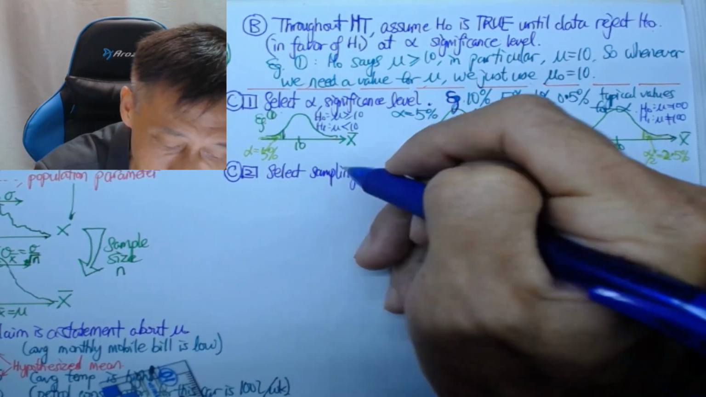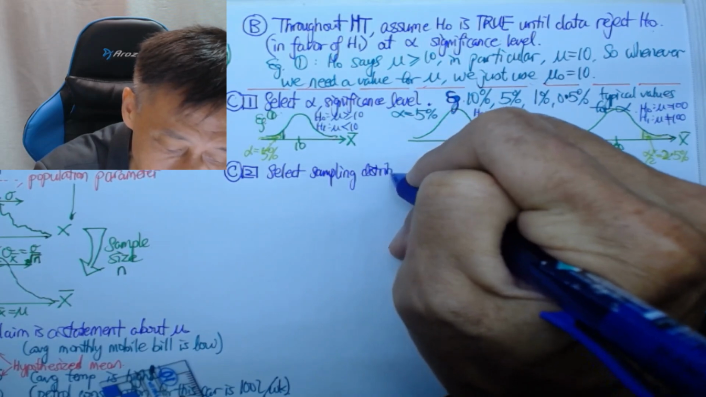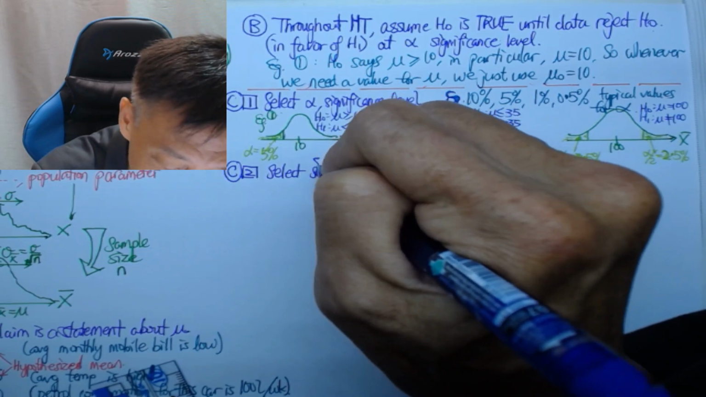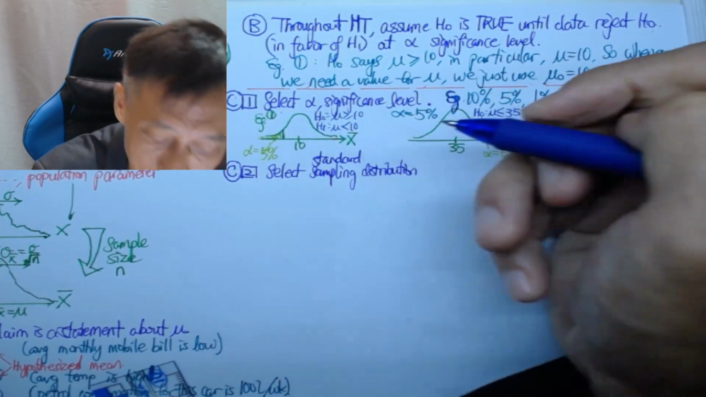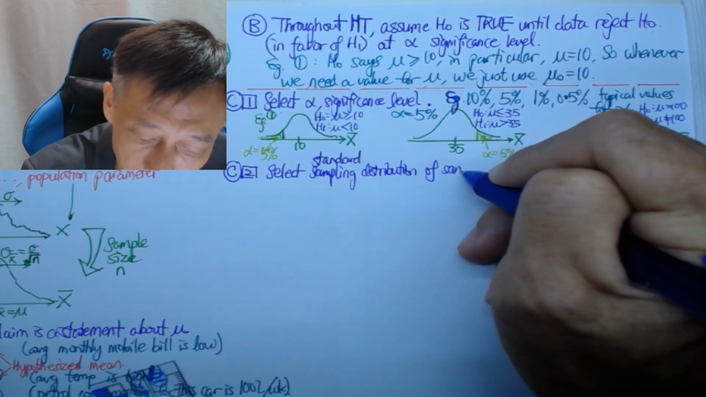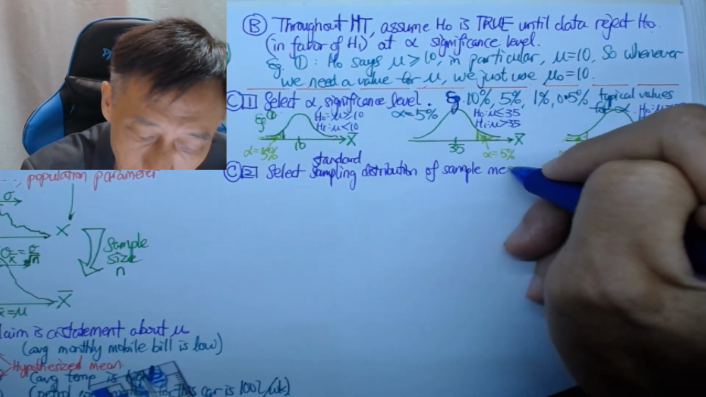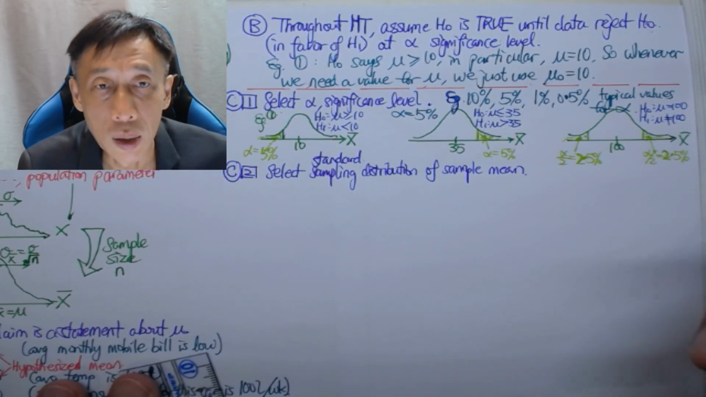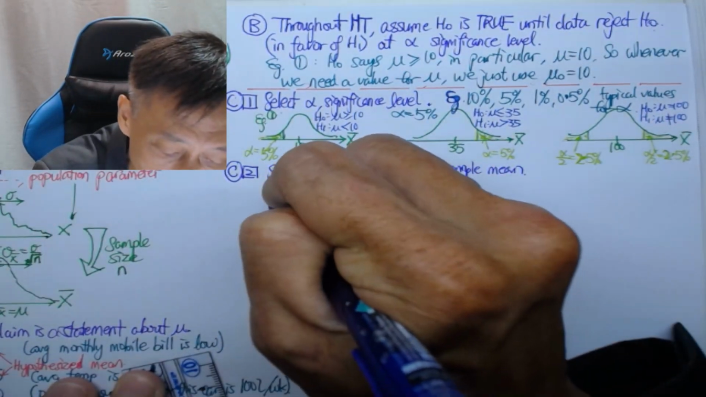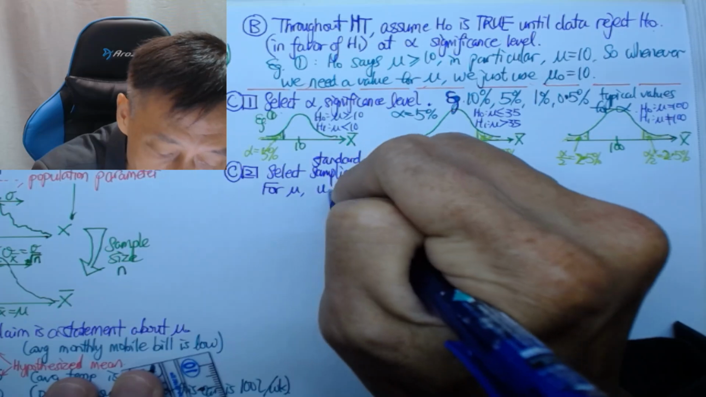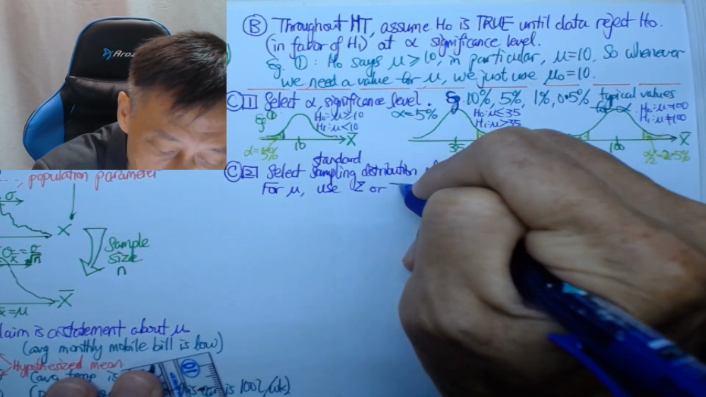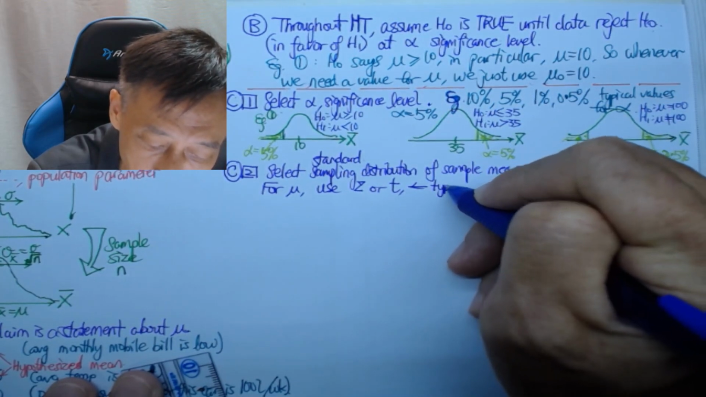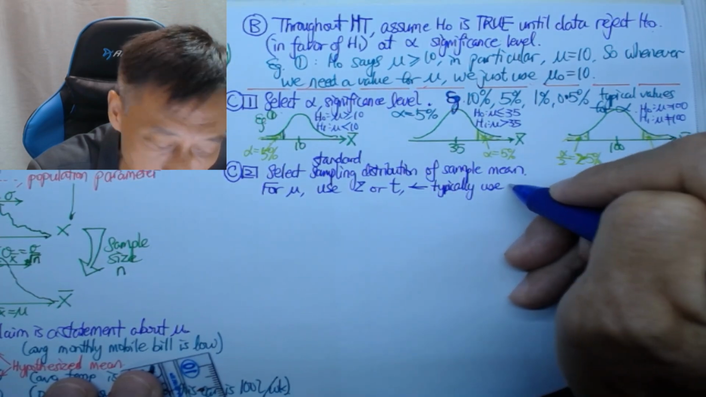Sampling distribution, all right, or I should say standard sampling distribution of sample mean. So this standard distribution is dependent on what population parameter you are estimating. So for mu, right, we use Z or T, right, and I would suggest that typically use T.